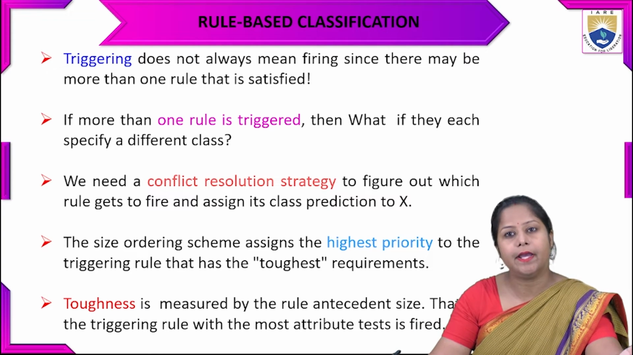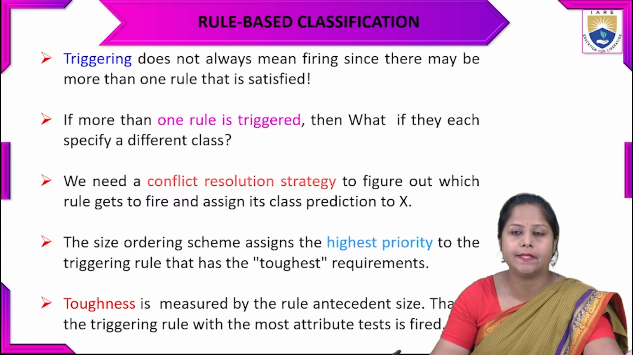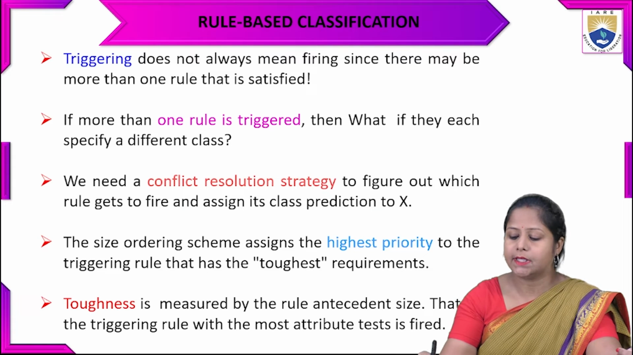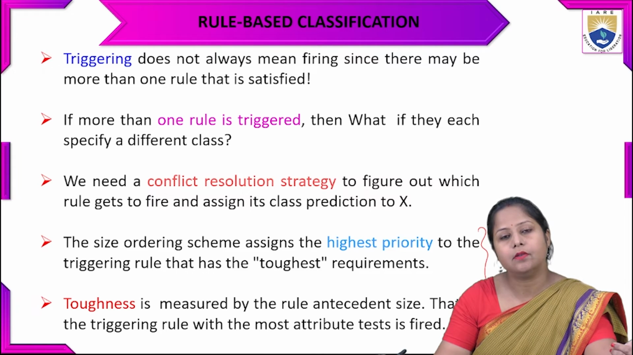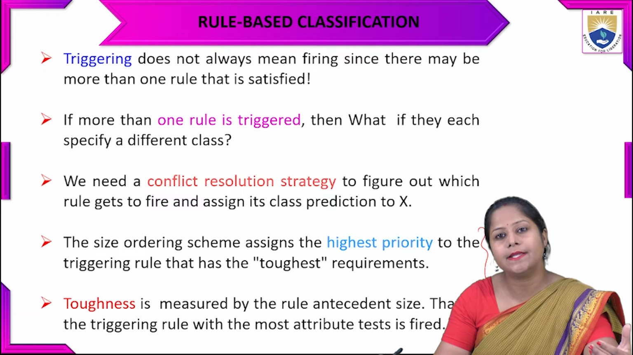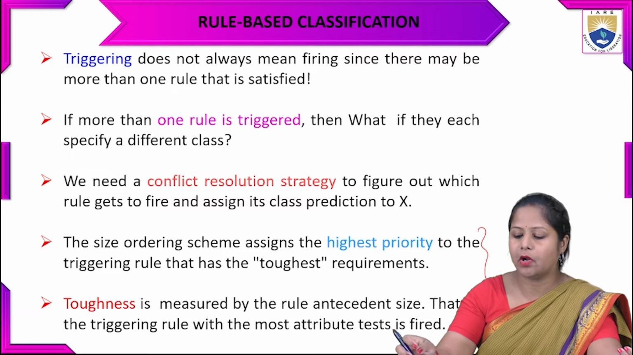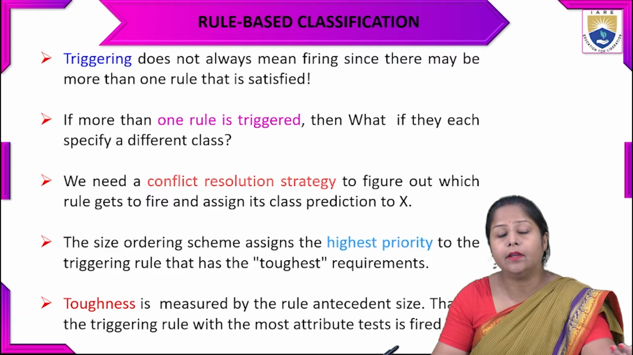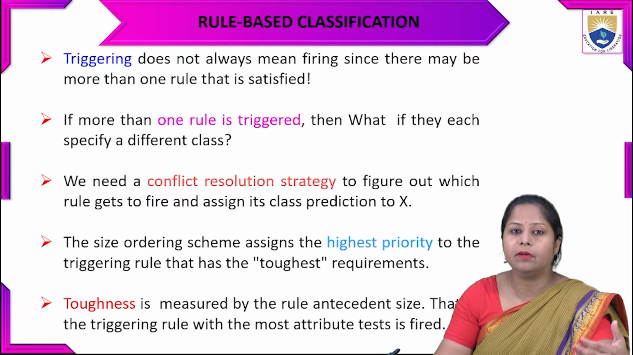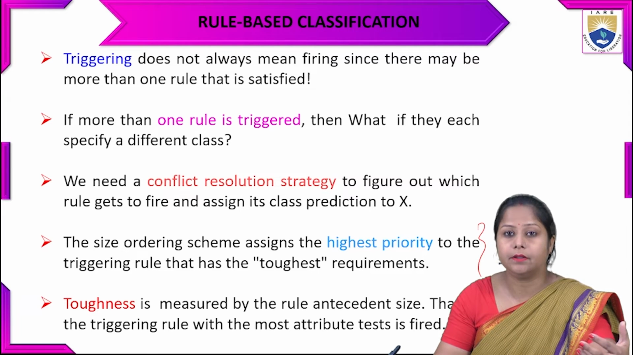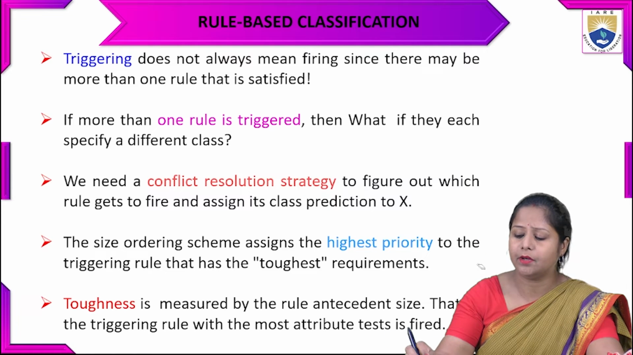We fire the chosen rule and assign its prediction to the class of tuple X. One conflict resolution strategy is called the size ordering scheme. It assigns the highest priority to the triggering rule that has the toughest requirement.